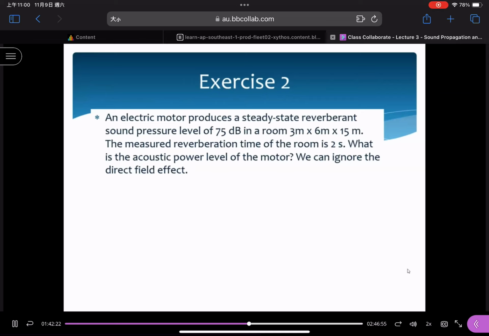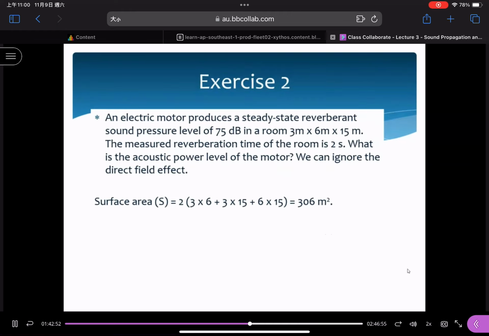Because of the time limit, let me explain to you. We can ignore the direct field effect because the question states steady state reverberant sound pressure. The direct field decreases as we increase the distance, so we can ignore this one. Okay, how to find out this one? Based on the information provided in the question, we just know that the reverberation time is 2 seconds.